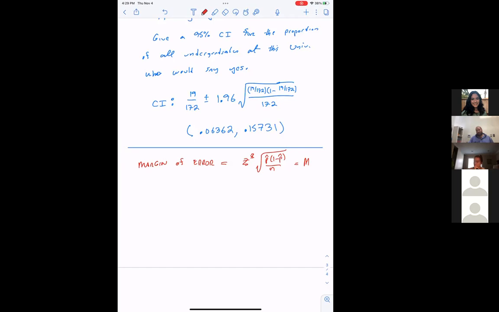How do I go ahead in the previous example and calculate the margin of error? I mean, of course, I could just calculate this number, but suppose all I had was the actual confidence interval. How would I calculate the margin of error if all I had was the actual confidence interval?